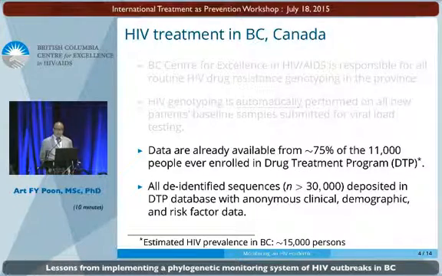So this means that there are data available for roughly 3/4 of the about 11,000 people who have ever been enrolled in this drug treatment program in British Columbia. This represents over half of the estimated prevalence of all HIV-infected individuals in the province. All of the de-identified genetic sequences, we have roughly 32,000 sequences now from British Columbia, are deposited in the drug treatment program database and linked with anonymized clinical, demographic, and risk factor data.